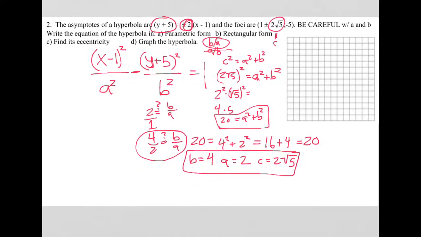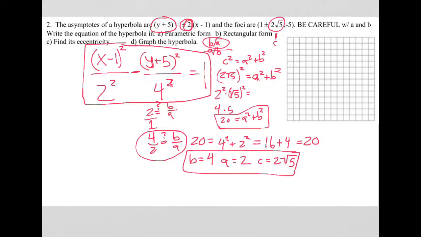So what have I done? Write the equation of the hyperbola in parametric form and in rectangular form. Well, I can do rectangular form now because I figured out that A and B. I read that backwards, my bad. A was 2, so I have 2 squared there, and B was 4, so I have 4 squared there. So there is my rectangular equation in the factored conic form.